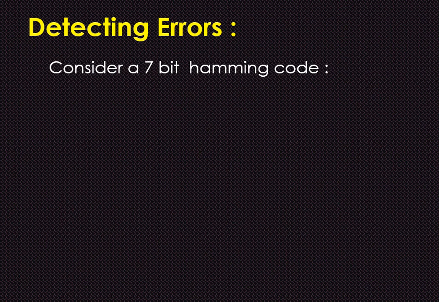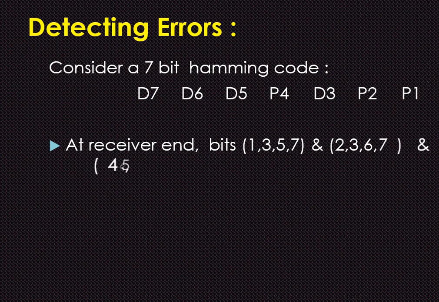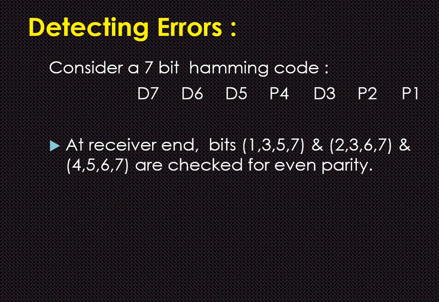In the Hamming code structure, let us continue. Consider a 7-bit Hamming code structure, that is D7, D6, D5, P4, D3, P2, P1. At the receiver end, take bits 1, 3, 5, 7. This is the P1 bit. Next, 2, 3, 6, 7. This is the P2 bit. And 4, 5, 6, 7 are checked for even parity. This is the P4 bit.